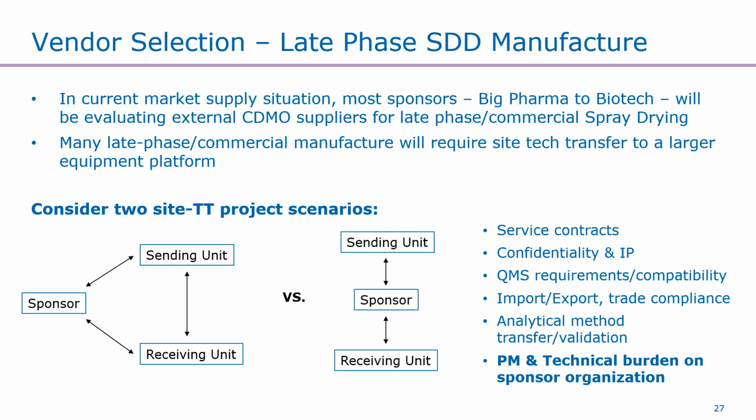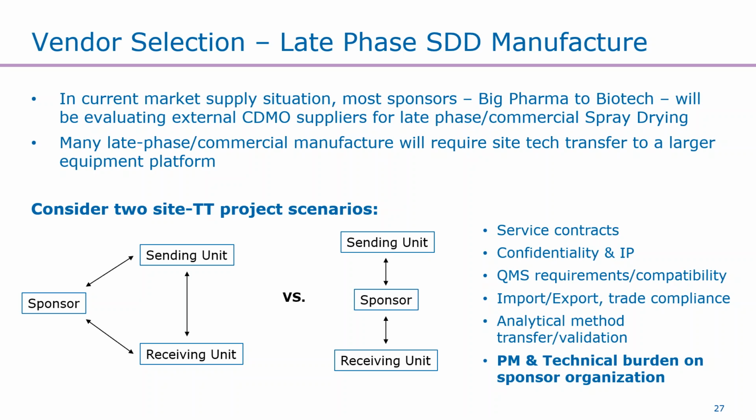In this project scenario, we have the sponsor or the innovator company, and we will have a sending unit and a receiving unit. And the diagrams on the lower left represent two different options for how to approach this problem. On the left, we have the sponsor interacting with both the sending and receiving units, and an open line of communication between the sending unit and the receiving unit, versus the option on the right, where the sponsor is the intermediary between the sending unit and the receiving unit.